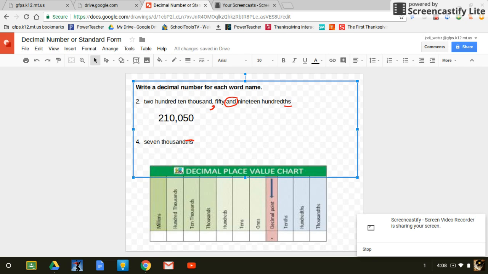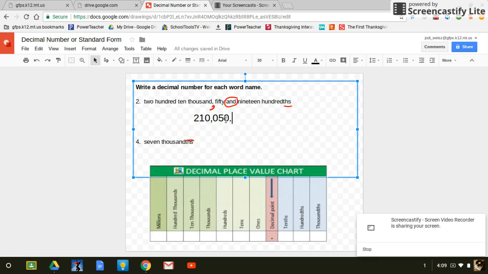I'm going to move this over just a little bit so that I have my comma lined up right here. And I'm also going to see that I have 210,000, 50. And when I see this word and, that tells me to put in a decimal.